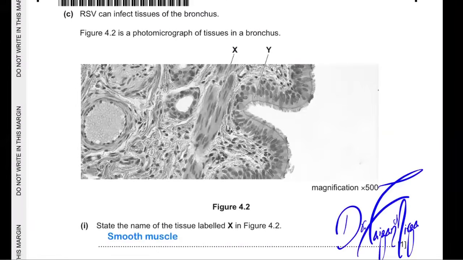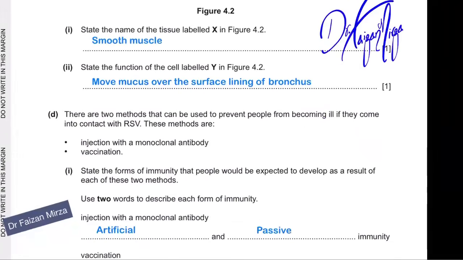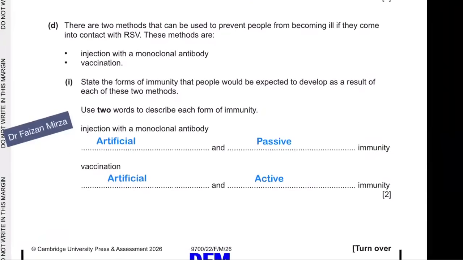This is the region in the bronchus shown as X. Y is the ciliated epithelial lining. So X must be the smooth muscle. State the function of labeled structure Y. These are the cilia, so they move the mucus over the surface of the lining of the bronchus.